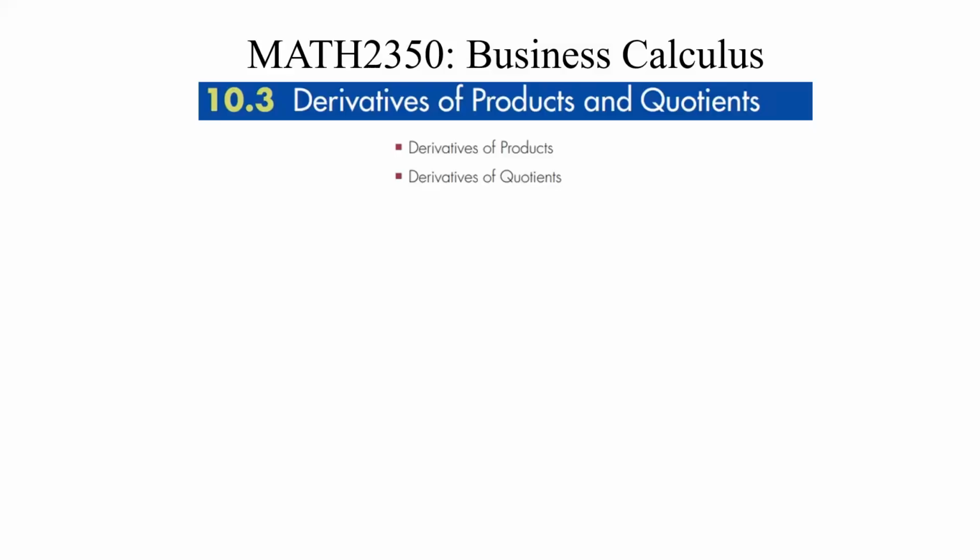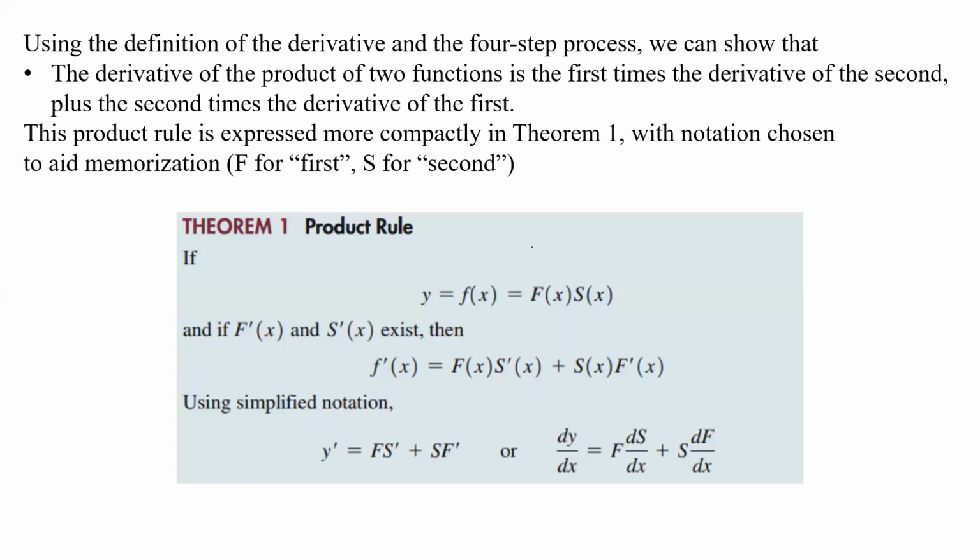All right, so here we're in 10.3 on derivatives of products and quotients. And so we're going to learn about the derivatives of products as well as the derivatives of quotients. All right, so if we use the definition of the derivative and the four-step process, we can actually show that the derivative of the product of two functions is the first function times the derivative of the second, plus the second function times the derivative of the first.